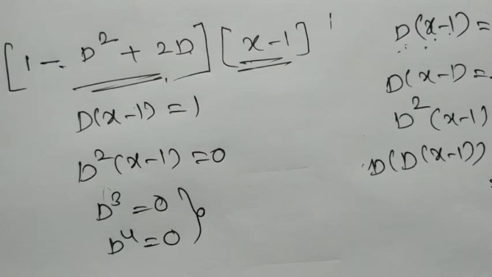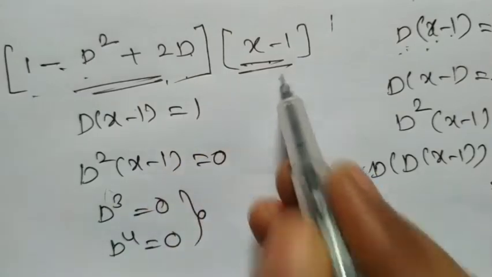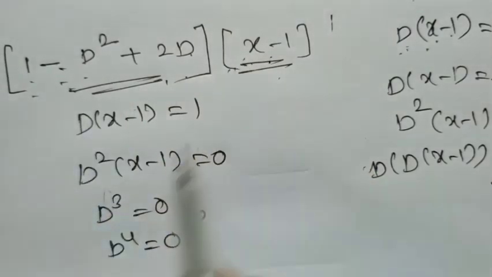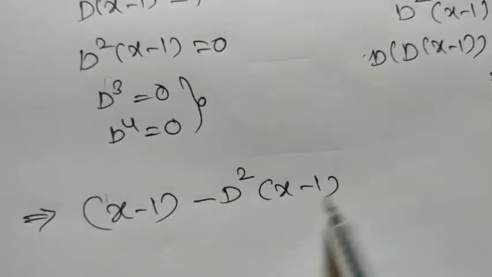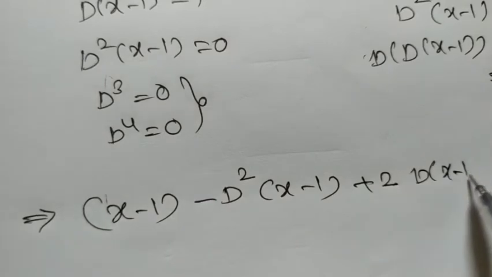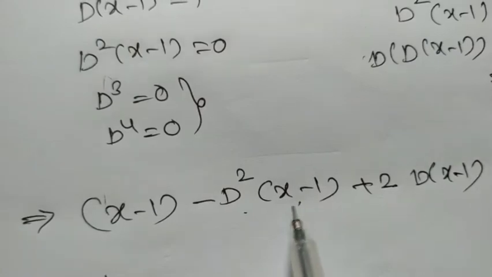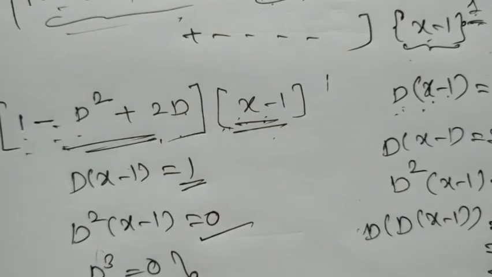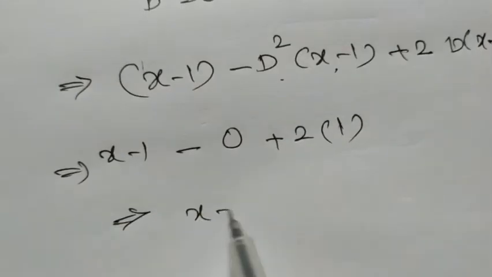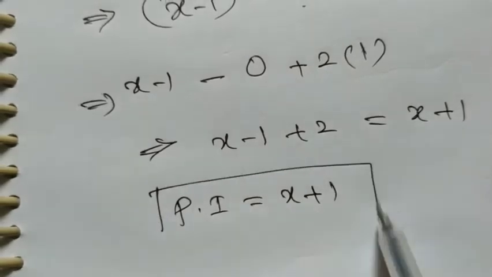Therefore, here (1 minus d square plus 2d) of (x minus 1). Multiplying these two terms, first term x minus 1, minus d square of (x minus 1), plus 2 into d of (x minus 1). So x minus 1 minus d square of (x minus 1), whose value here is 0, plus 2 into d of (x minus 1), whose value is 1. Therefore x minus 1 plus 2 equal to x plus 1. So this is our required particular integral, that is x plus 1.